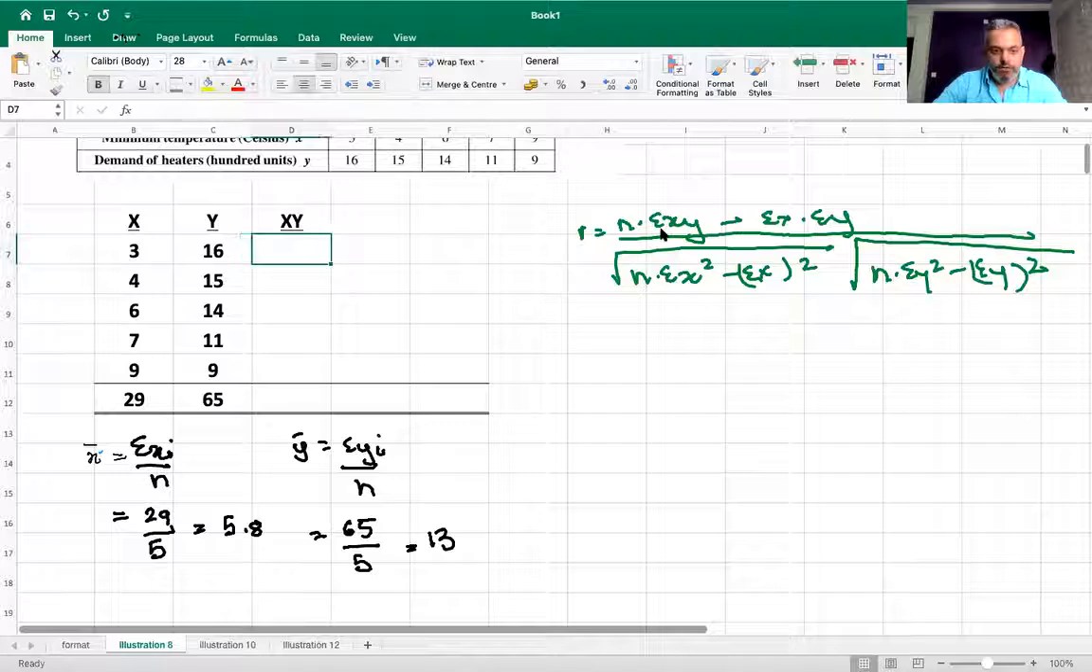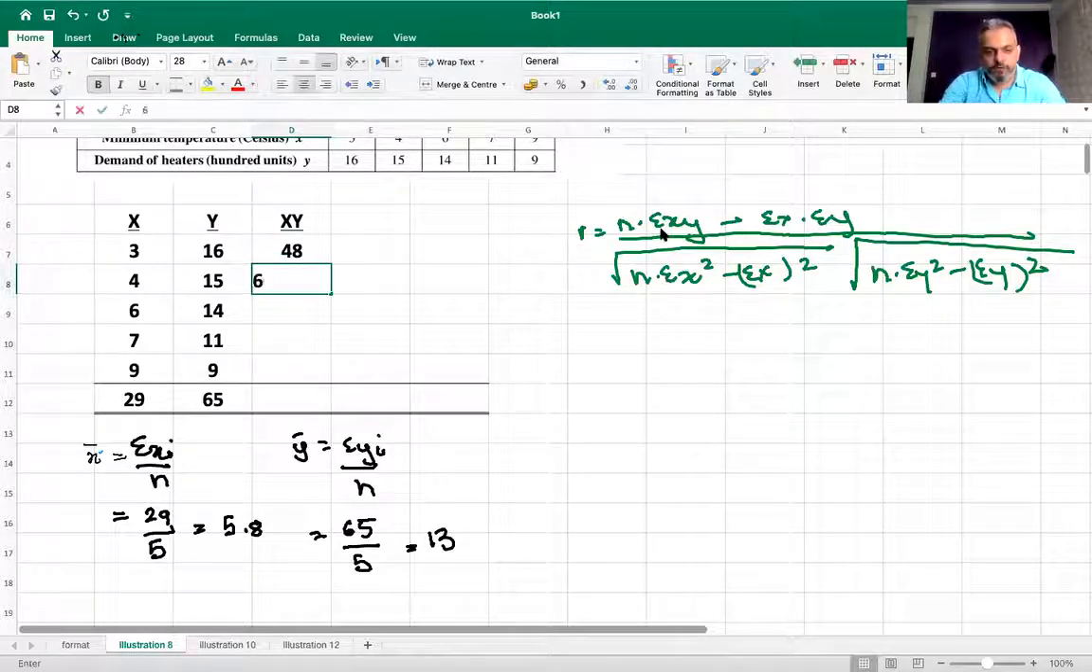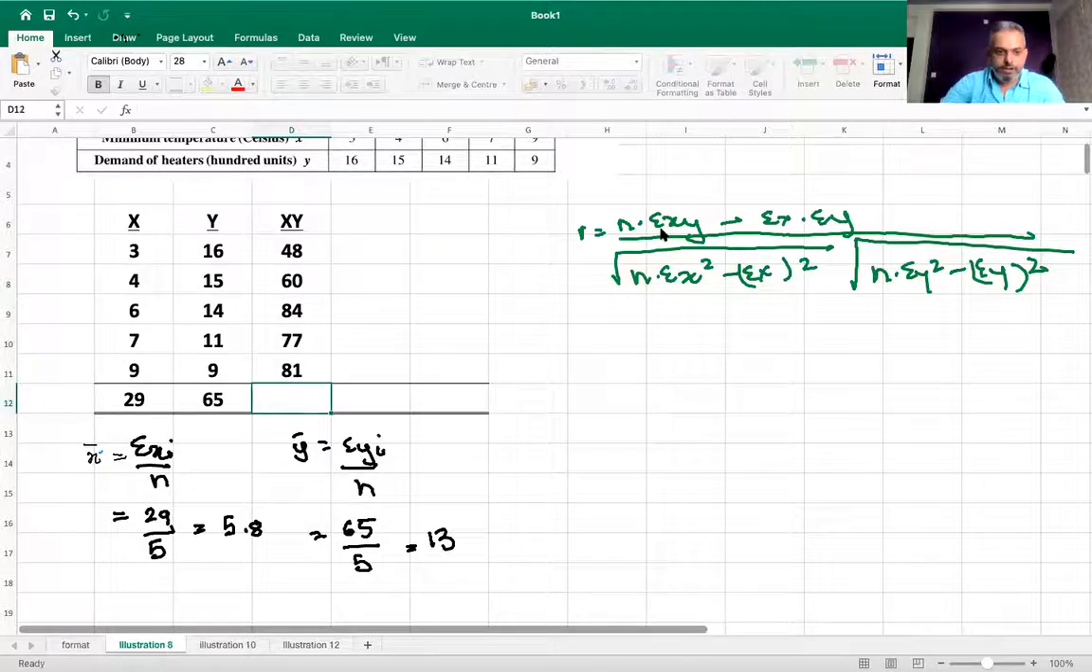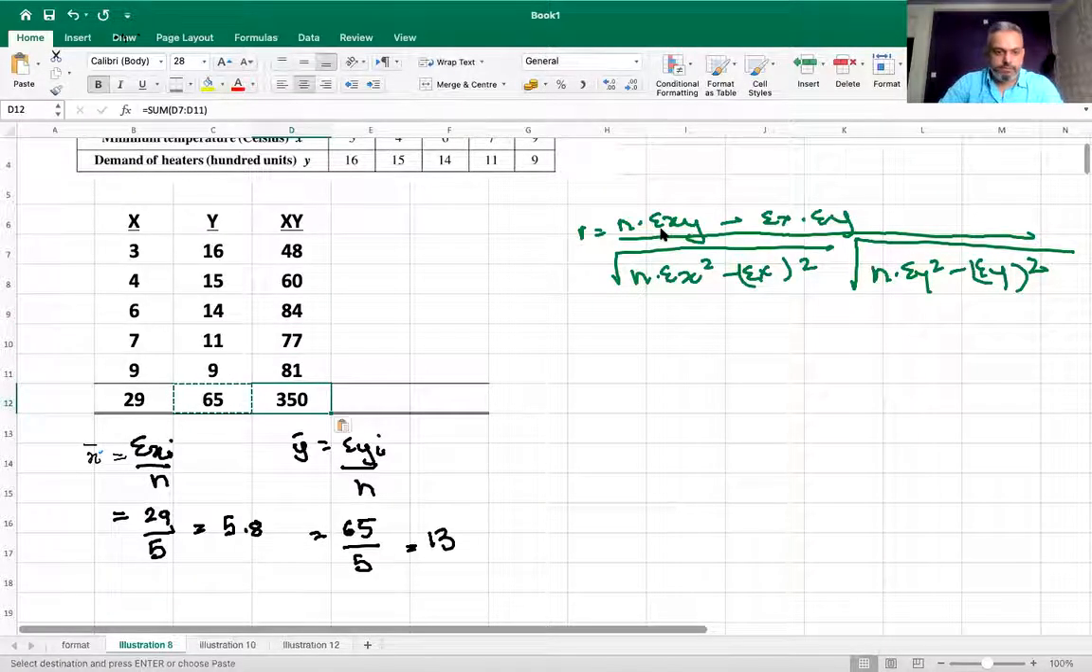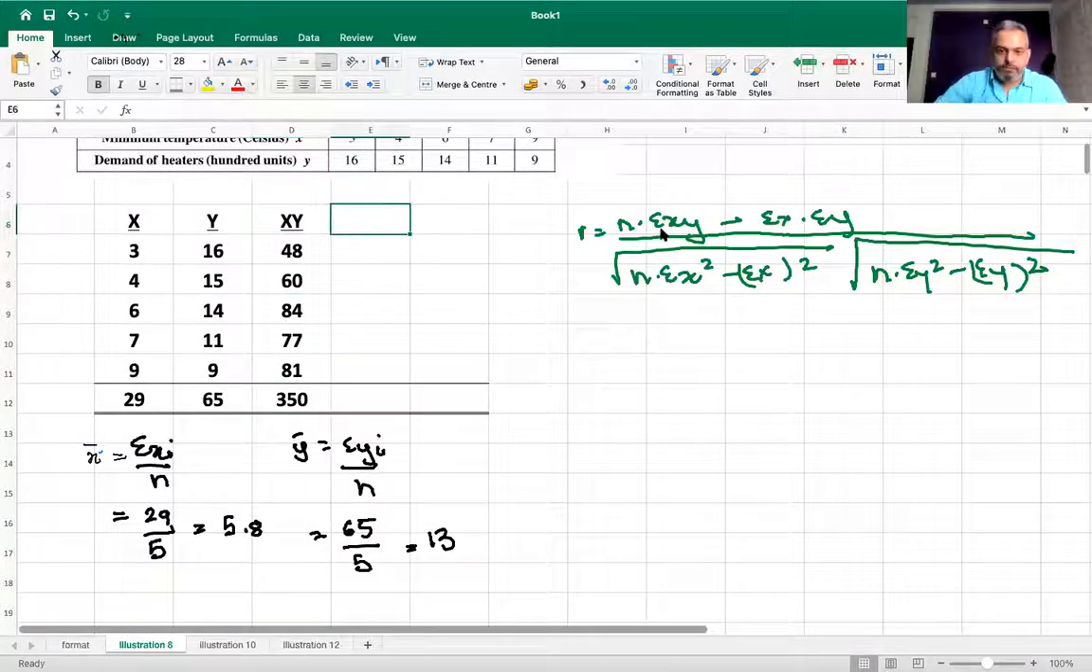So let's find out 3 into 16, 48, 15 into 4, 60, 14 into 6, 84, 7 into 11, 77, 9 nines are 81. And then the total, 350. Then x square and y square.